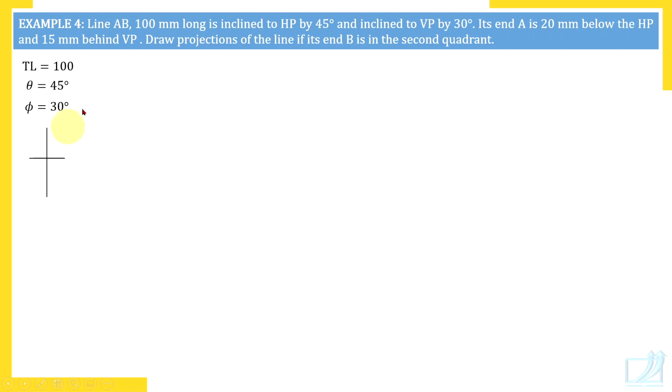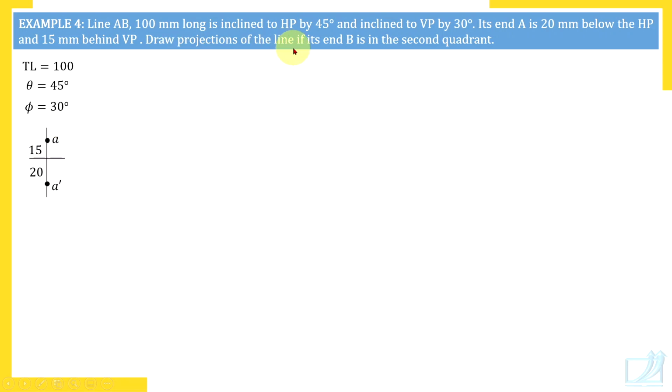So 20 millimeter below HP. Measure below the XY line. Remember, below, above, in front, behind: use these words with reference to the XY line in your drawing. So 20 millimeter below HP means 20 millimeters below the XY line. Since this is distance from HP, it should be the front view. Front view gives distance from HP. And 15 millimeter behind VP, so I measured 15 millimeters behind the XY line. Top view gives distance from VP. So this is the top view.